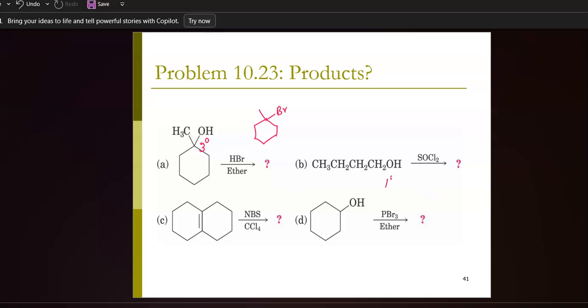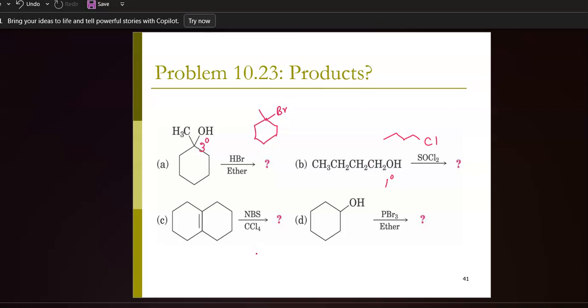Now this one is a primary alcohol, and if you treat it with SOCl2, which is thionyl chloride, you can again replace the OH with a chlorine. 1, 2, 3, 4 carbon atoms. I'm just going to draw the skeletal structure, and then you can replace the OH with a chlorine. So that's the product of B.